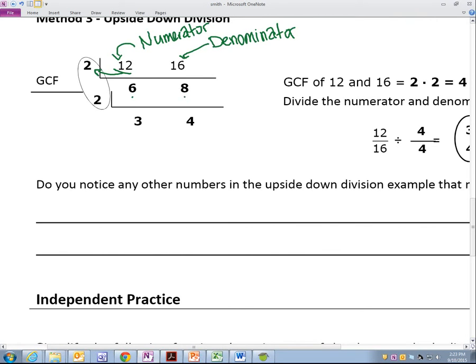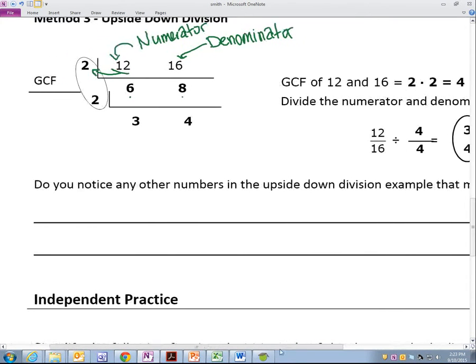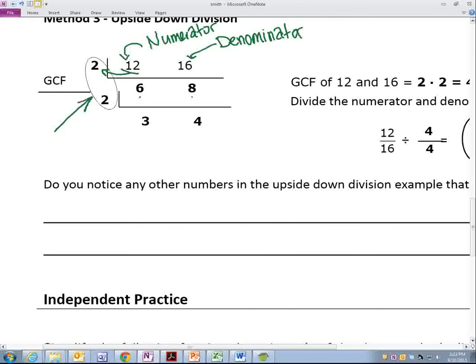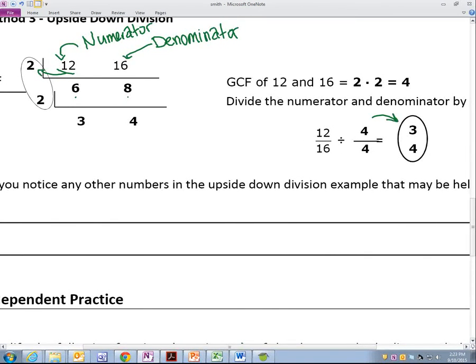Then you can also take another 2 out of there. Then it says here, the greatest common factor of 12 and 16 is 2 times 2 equals 4. See how they got that 2 times 2? So we had to divide each of those by 4, and we got the same number, 3/4.